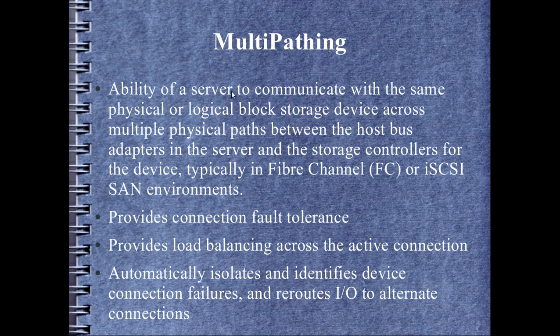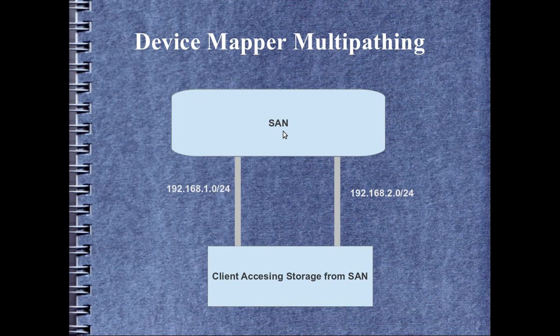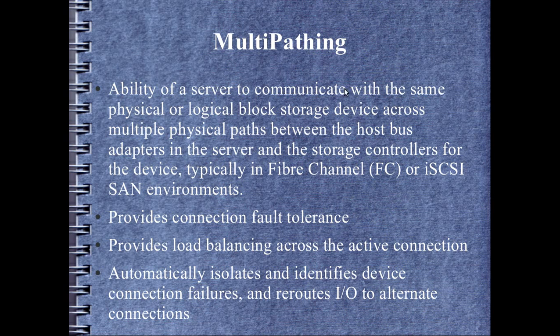So what is multipathing? It is the ability of a server to communicate with the same physical or logical block storage. Same means you have created the same LUN and the same LUN is accessible by the client through multiple networks or multiple paths. Communicate with the same physical or logical block storage device across multiple physical paths between the host bus adapter in the server and storage controller for the device, typically in fiber channel or iSCSI SAN environments.